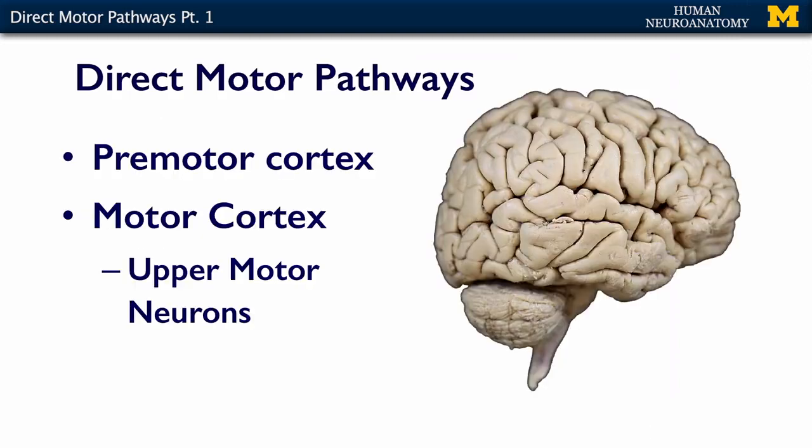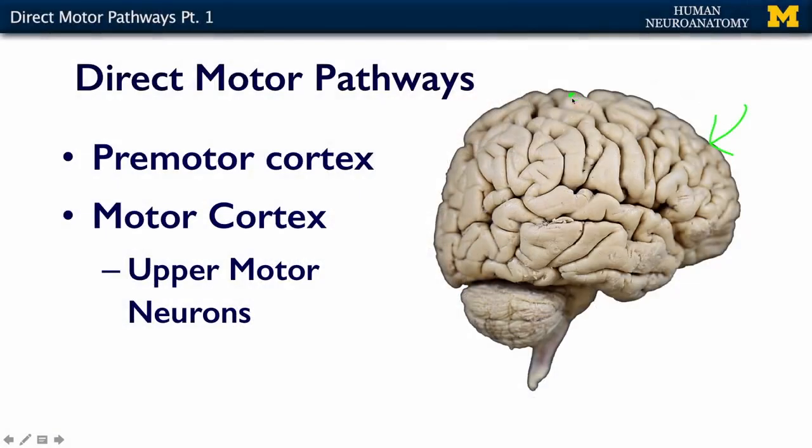So let's start at the very beginning, at the very top, in our premotor cortex. We talked about the frontal lobe and how that's the area of your brain where you think and you plan and you make decisions. And so even before you're aware of wanting to get up and go to the refrigerator, it's all happening out here in your premotor cortex.